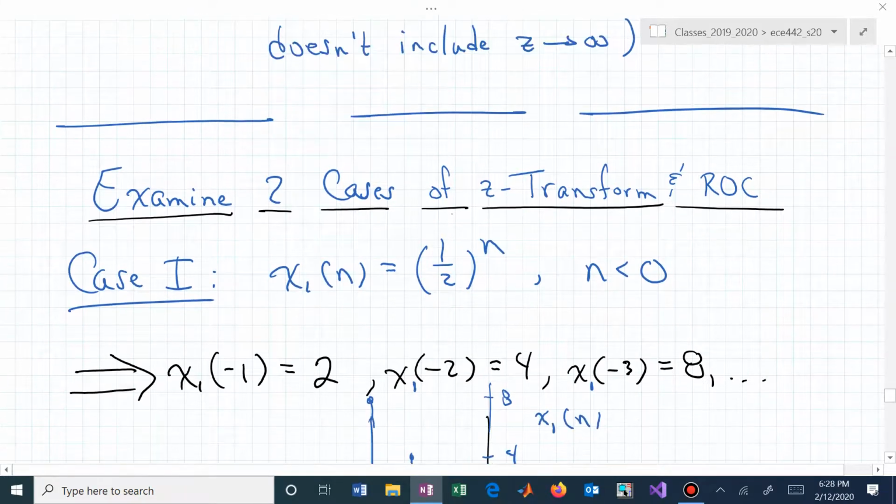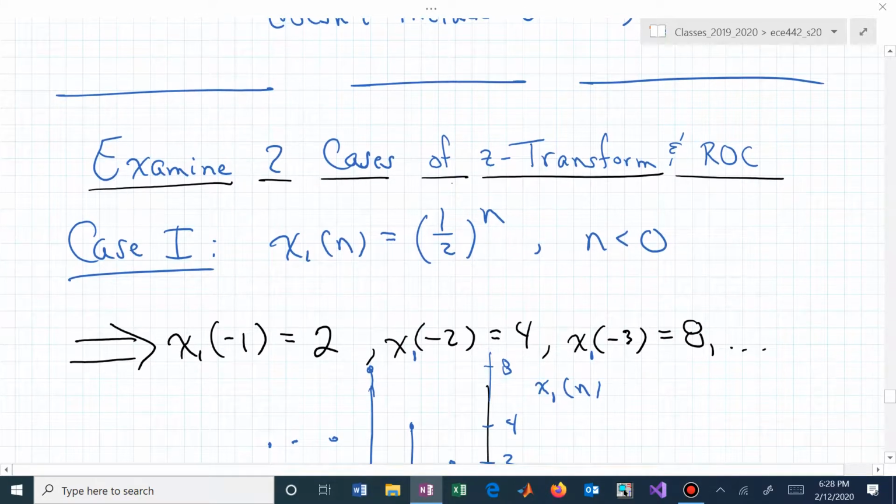The previous question now gives us a reason for this next segment of the material. Let's examine two cases of a Z transform and the region of convergence. And what we will show is that we can have a similar transform expression and two completely different time domain sequences.